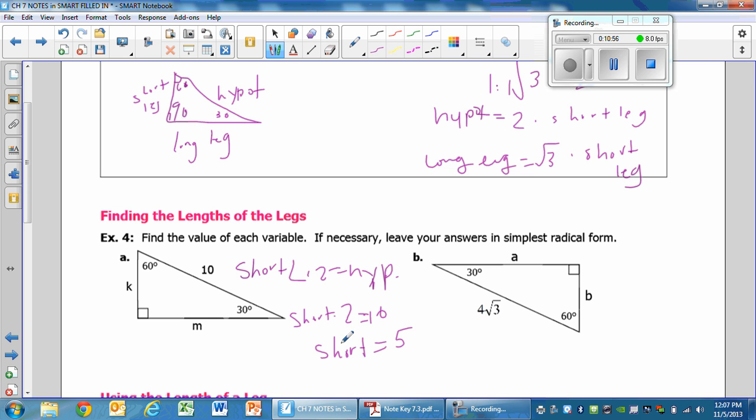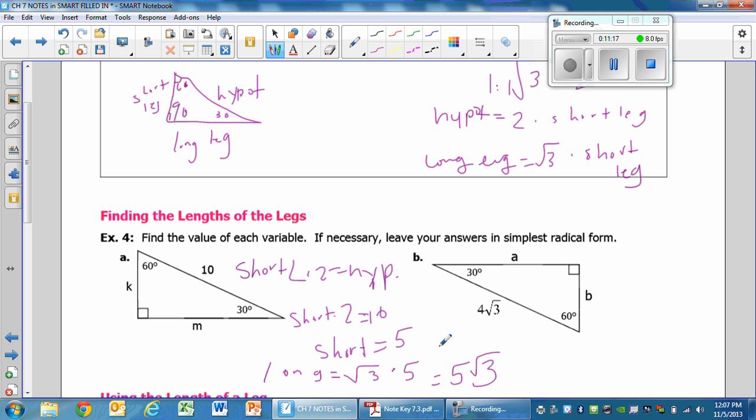Well, now we need to find the long leg. Look up top there, long leg equals radical 3 times the short leg. And what's the short leg? We just found the short leg to be 5. So we just multiply those together, and we get 5 radical 3.